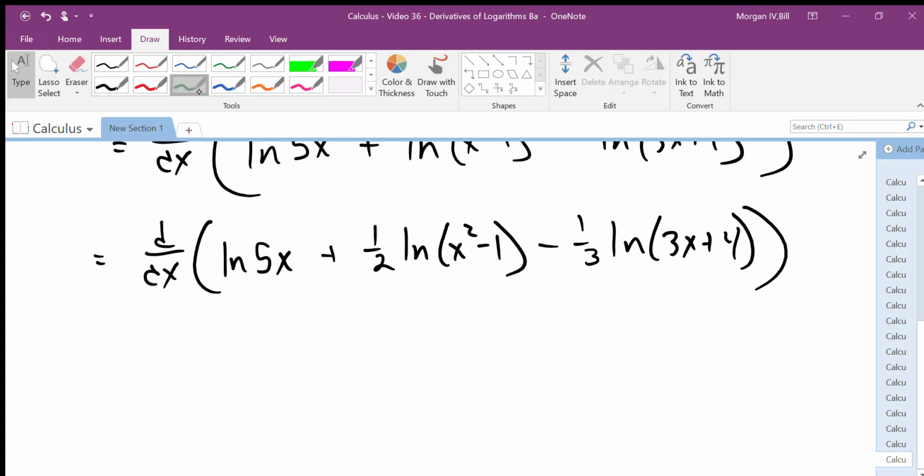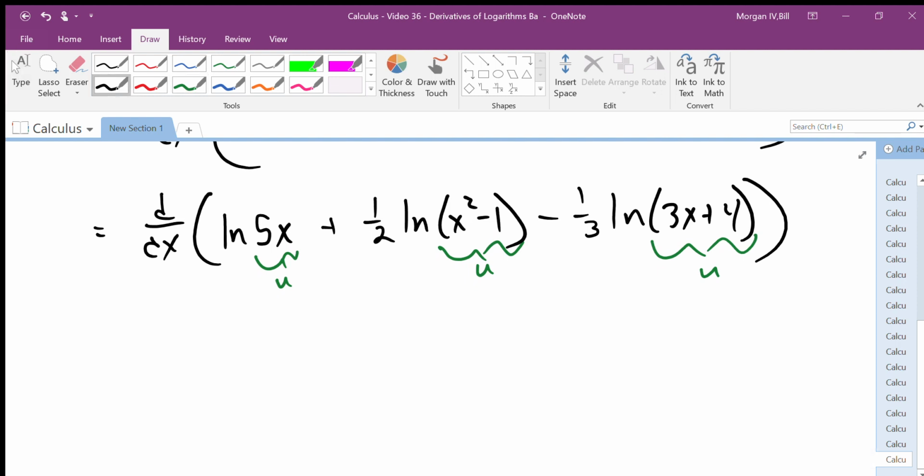Okay, so in this first one, my u is 5x. In the second one, my u is x squared minus 1. And in the third one, my u is 3x plus 4. So in each case, when I take the derivative now, it's going to be u prime over u, right? For every one, u prime over u, u prime over u.